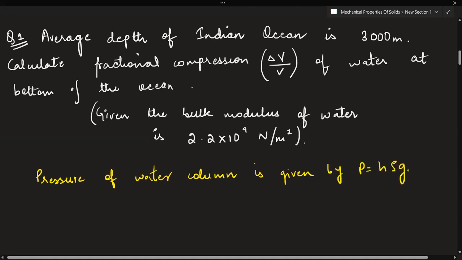H rho g. That means height of the column, density of the liquid, into acceleration due to gravity. If you need this, you can use it in the question.